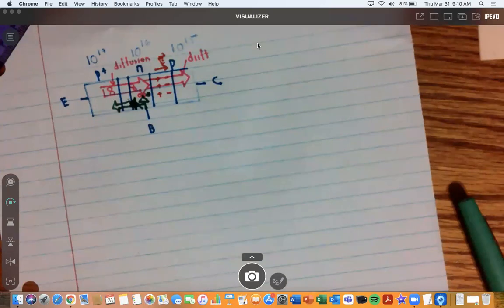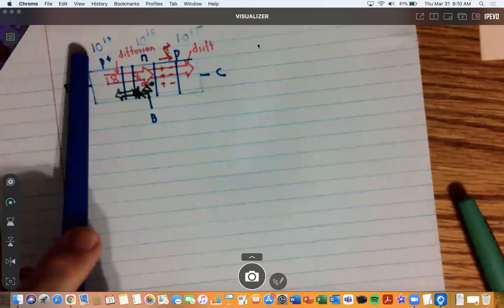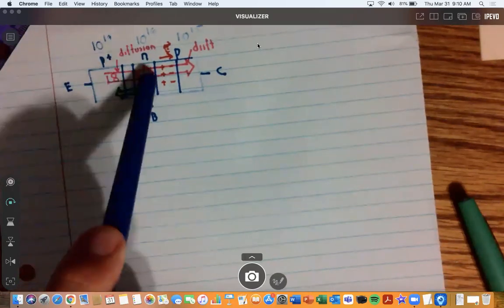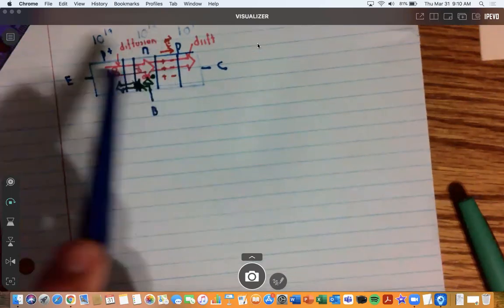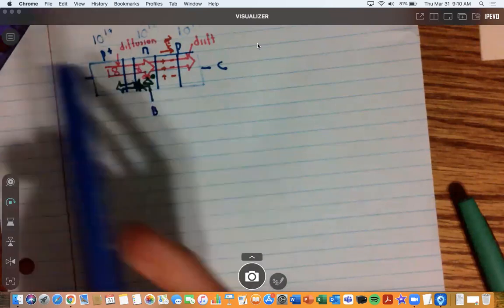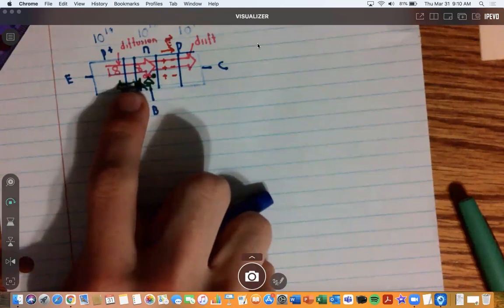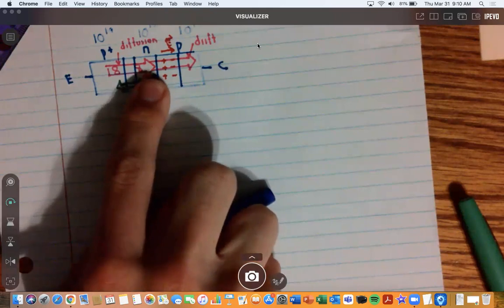Since there are so many holes here, there are about 1,000 times more holes than electrons, due to the order of magnitude of 3. So for every 1,000 holes moving from the P to the N, there's only one electron moving from the N to the P. That's why a little current is supplied to make up for that diffusion loss of electrons, and for the electrons that are recombining with the holes over here in the base region.